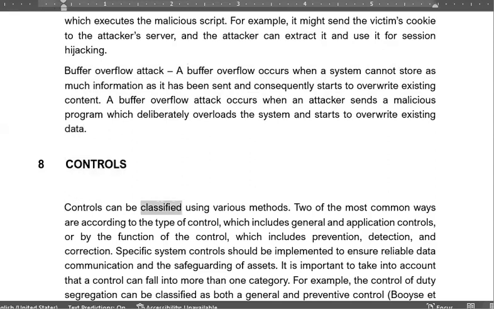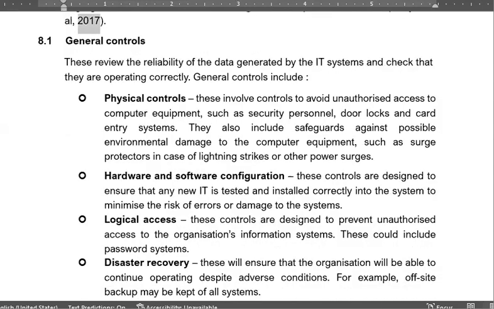8. Controls. Controls can be classified using various methods. Two of the most common ways are according to the type of control, which includes general and application controls, or by the function of the control, which includes prevention, detection, and correction. Specific system controls should be implemented to ensure reliable data communication and the safeguarding of assets. It is important to take into account that a control can fall into more than one category. For example, the control of duty segregation can be classified as both a general and preventive control (Boys et al., 2017).